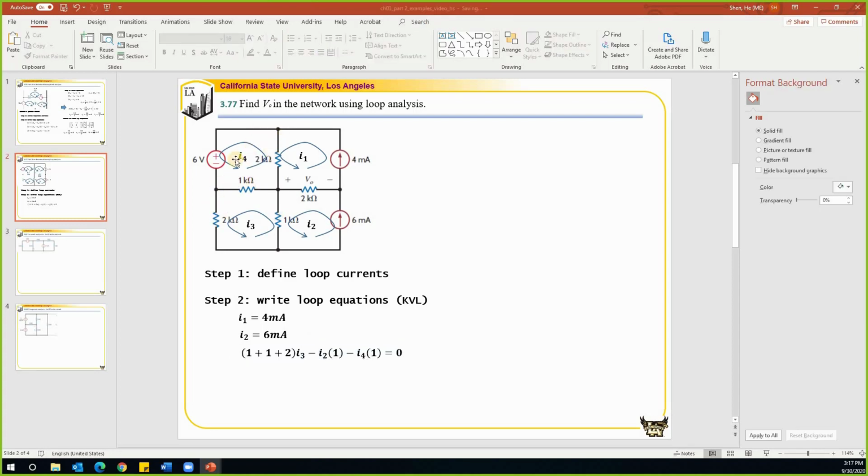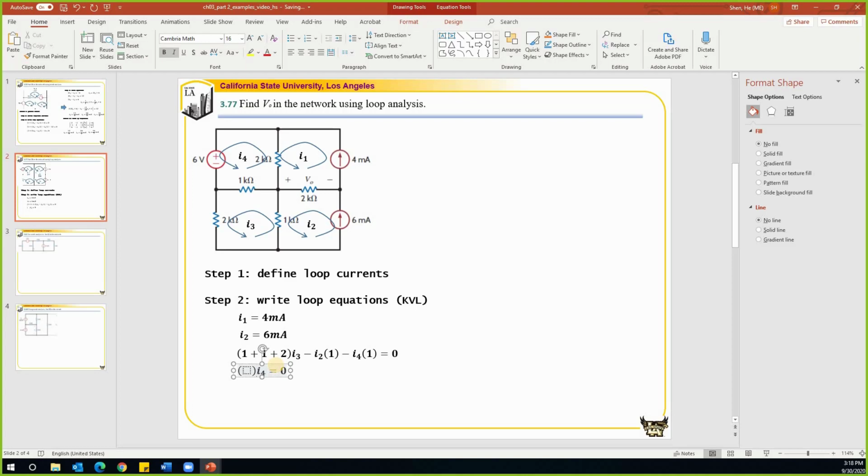The next loop equation is about this loop. We do the same thing, count the voltage drop. The voltage drop on this 2K resistor is (I4 minus I1) times 2. The voltage drop through this voltage source is 6, and the voltage drop on this 1K resistor is (I4 minus I3) times 1. So the coefficient for I4 is the summation of all the resistors in that mesh, that is 2 plus 1. And there is a shared resistor between mesh 4 and mesh 1, so that is minus 2 times I1. There is also another shared resistor between loop 4 and 3, so we have minus I3 times 1.